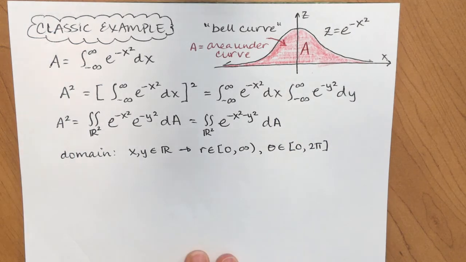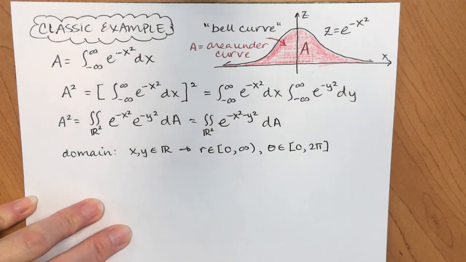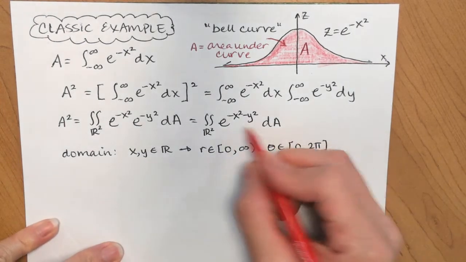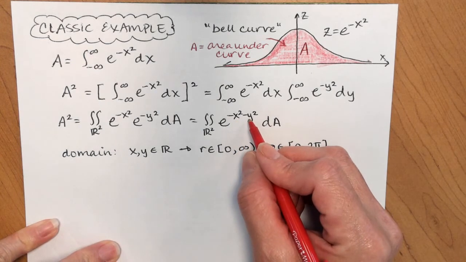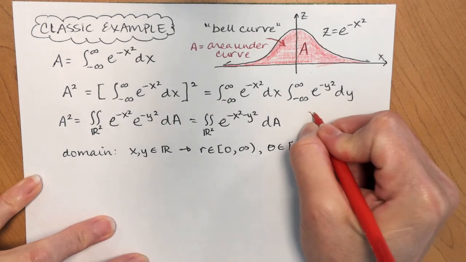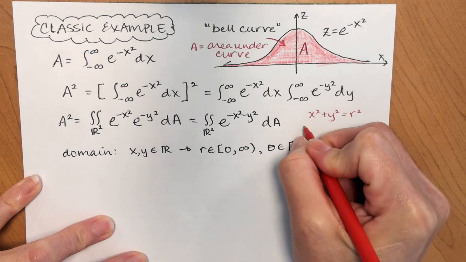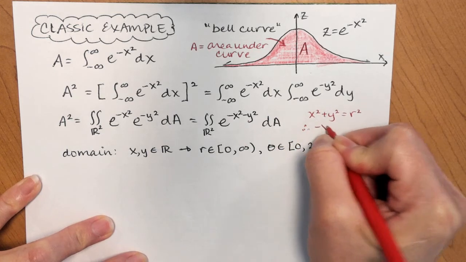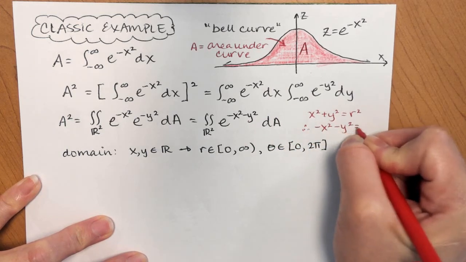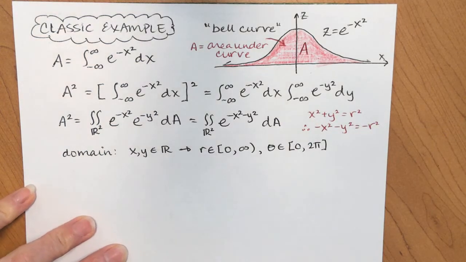Also, using the polar conversion, x squared plus y squared is r squared. I know that negative x squared minus y squared must be negative r squared. So again, x squared plus y squared is r squared, then negative x squared minus y squared equals negative r squared. Okay, I am ready now to rewrite my double integral in polar coordinates.